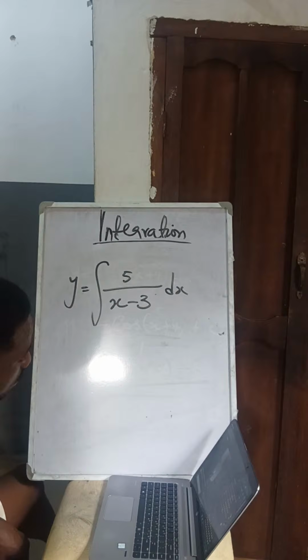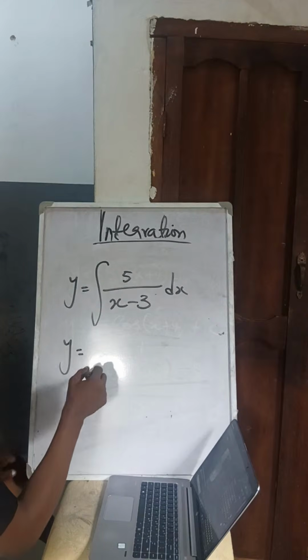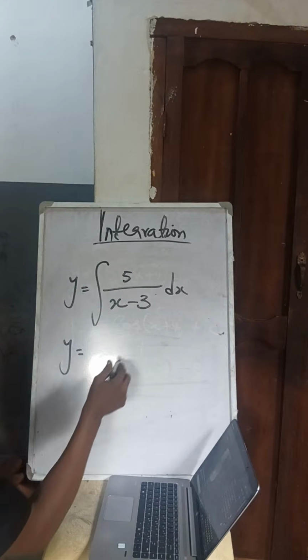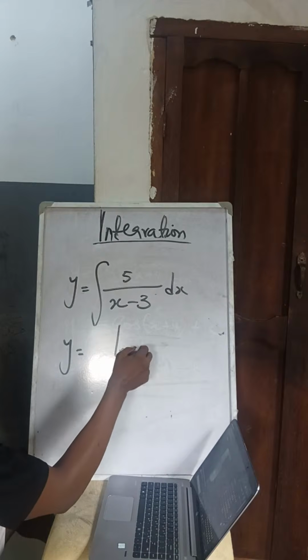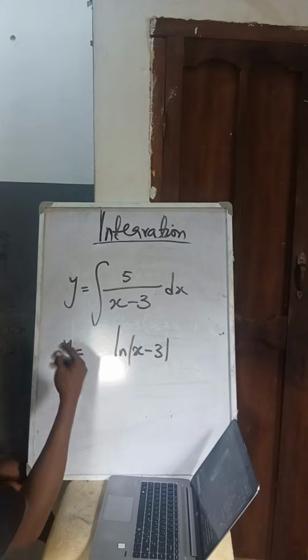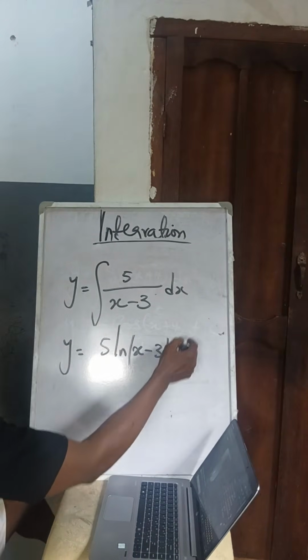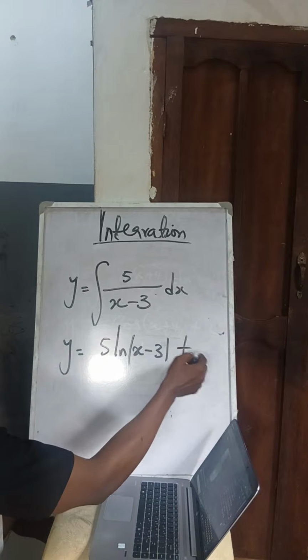If you are given something like this to integrate, what will you do? First of all, you have ln x minus 3, okay, and 5 is at the back. Plus c.